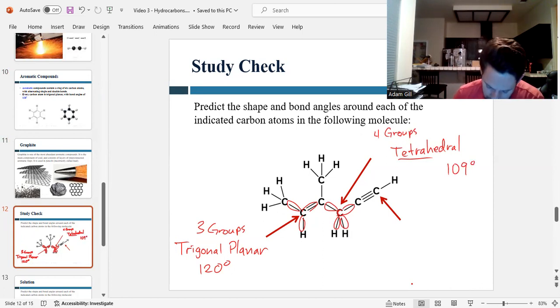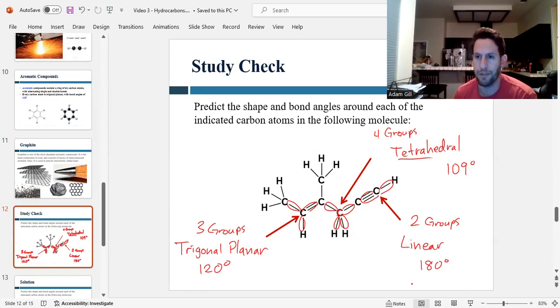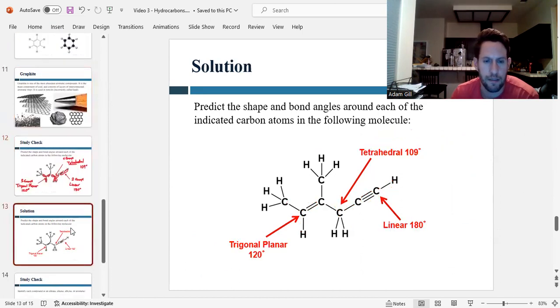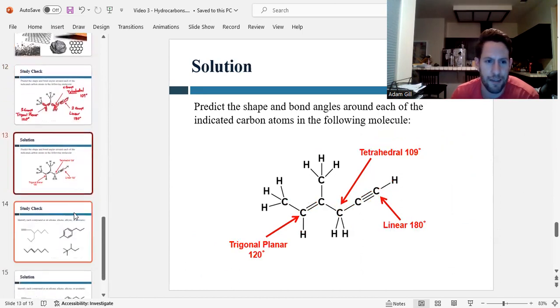Now the last one, this carbon here, only has 2 groups attached. So if you only have 2 groups attached, you are a linear shape with 180-degree bond angles. So 3 groups, trigonal planar, 120. 4 groups, tetrahedral, 109. 2 groups, linear, 180. And it looks like we did it right.